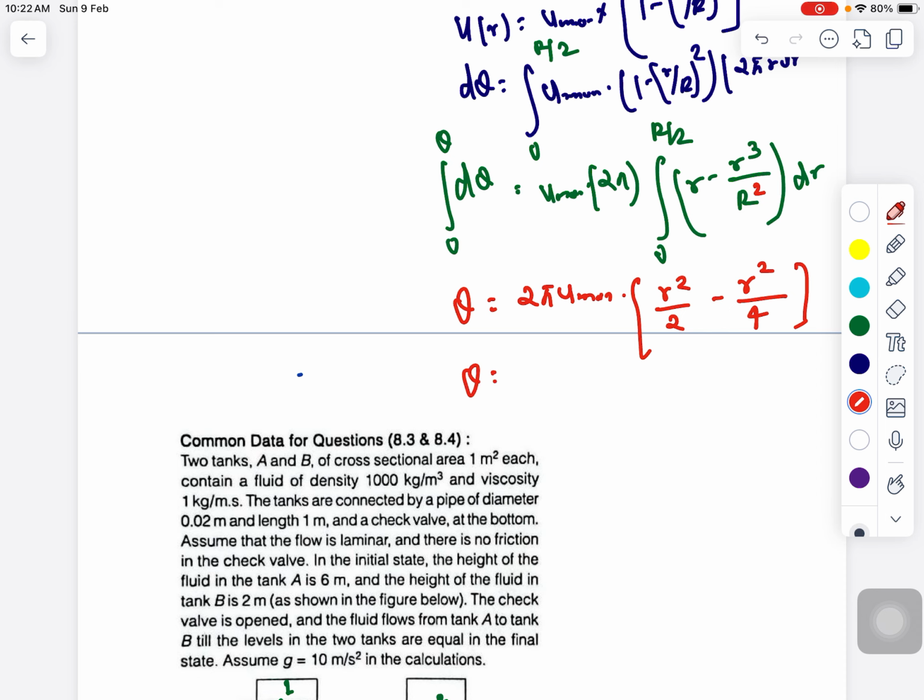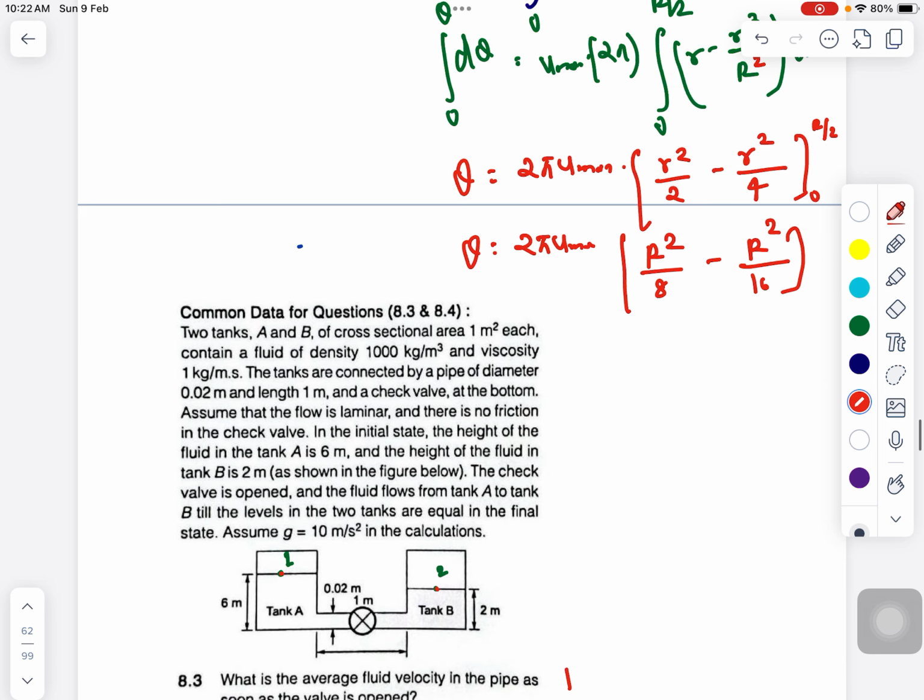Okay, so Q can be written as 2 pi u max into, if I go from 0 to R by 2, that will be equal to capital R square divided by 8 minus capital R square divided by 16. So from here you can write Q is equal to 2 pi u max into 7 by 16 R square. Okay, for this one.